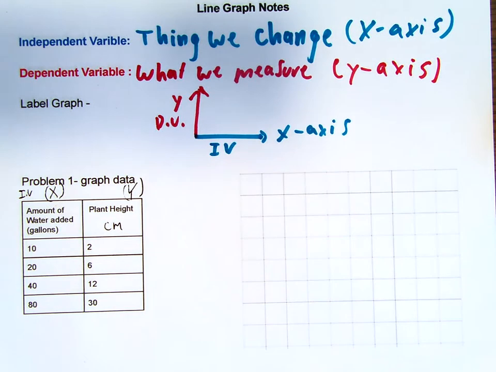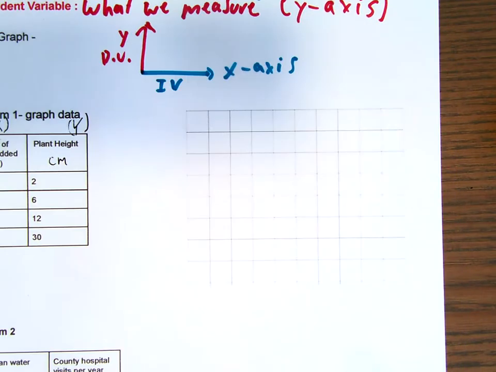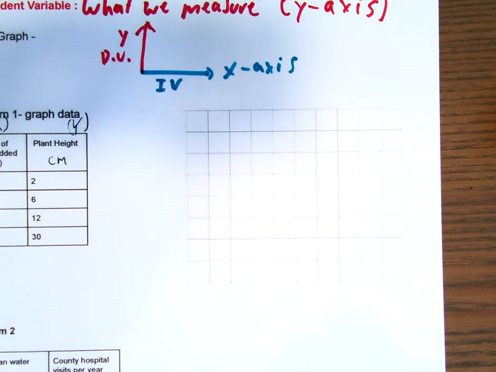Okay, so let's go over how to graph this. The first thing you want to do when we're starting a graph is to label everything. That's one of the more important parts.